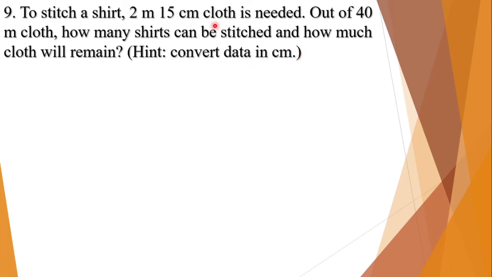Now here we have 2 meter 15 centimeter cloth to stitch only one shirt. And in 40 meter cloths, how many shirts can be stitched and how much cloth will remain, we should answer. And the hint is that we can convert the data in centimeter. So what is the data? 2 meter 15 centimeter and 40 meter. These units we should convert in centimeter. Now let's convert the units in centimeter and then we will solve the question.